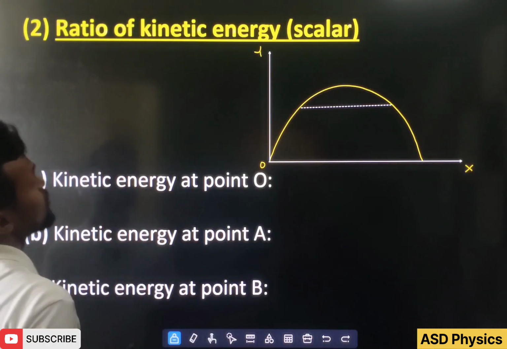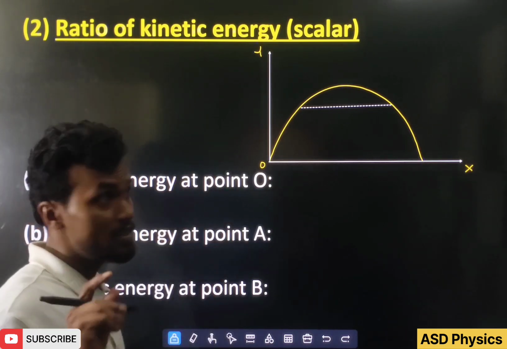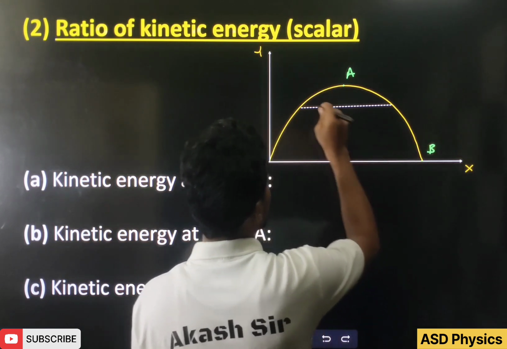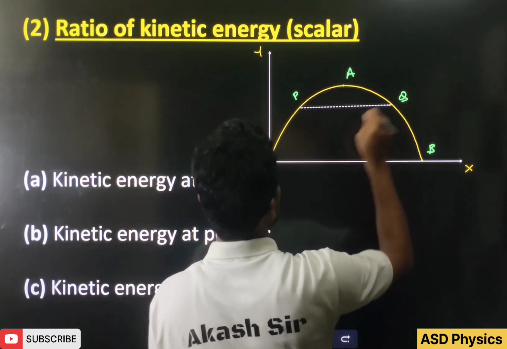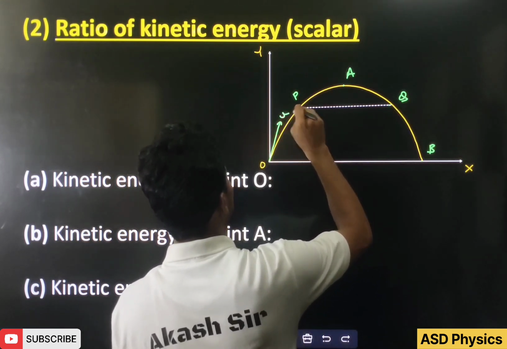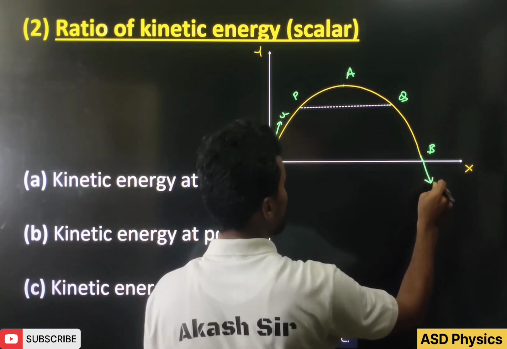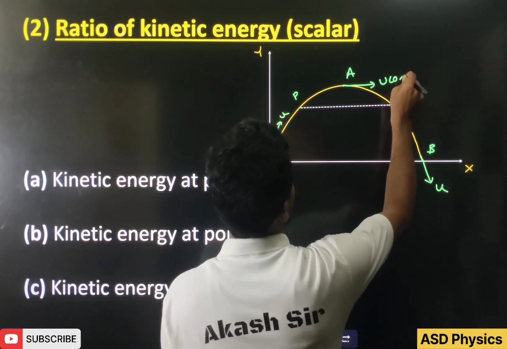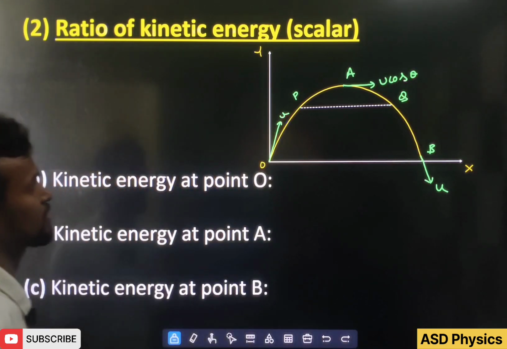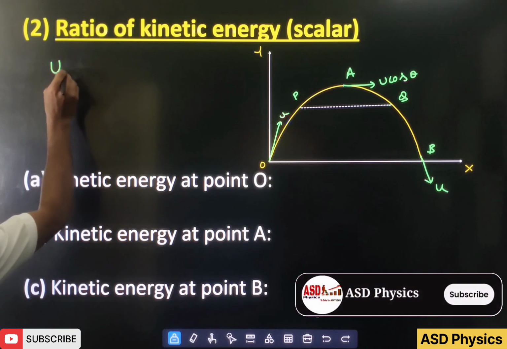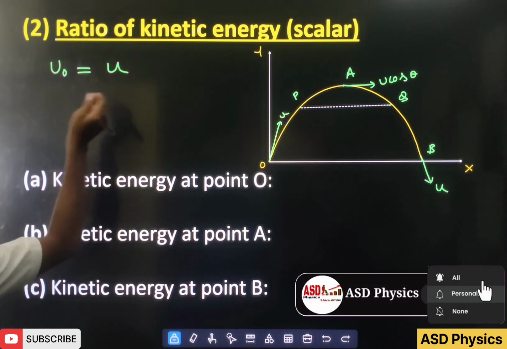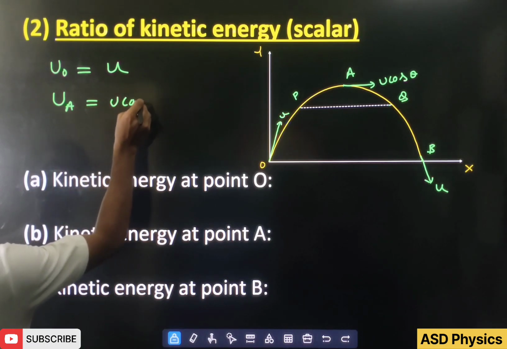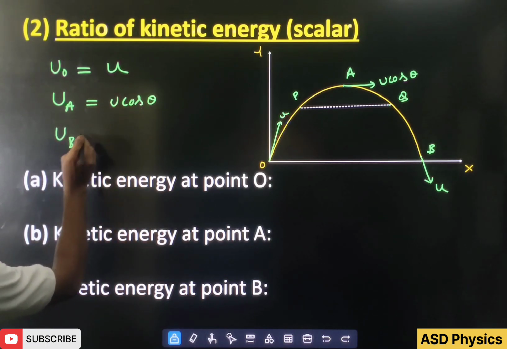Great. Now students, let's see this one. What is the ratio of kinetic energy? Kinetic energy is a scalar quantity. So this is O, this is the highest point A, this is B, this is P, and this is Q. We are throwing with speed u, and it will hit with speed u. Velocity and direction are different. At the highest point only u cos theta, other points not required. So at point O the speed is u. No need to write vector form because it is scalar. At point A, it is u cos theta.